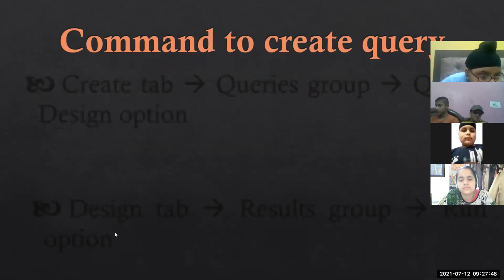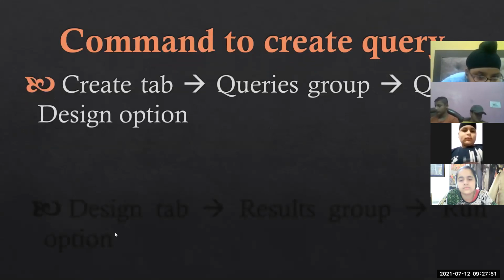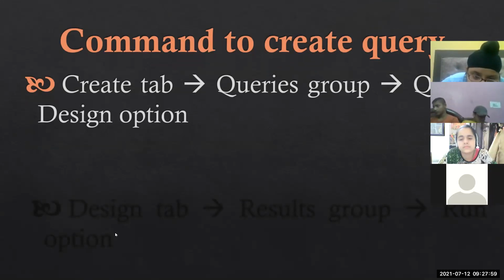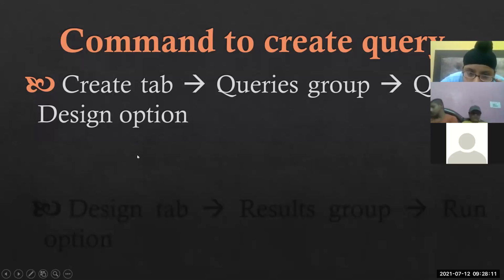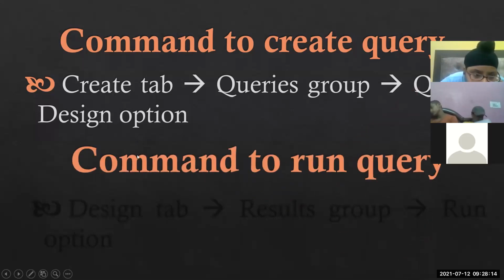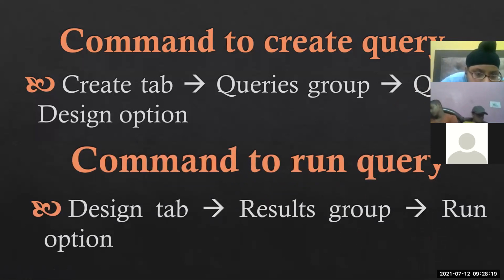What is the command? In which tab will we go to create a query? We will create a query by using the create tab, as we had used for creating the table also. Create tab, queries group, query design option. Or you can use create tab, queries group, query wizard option. Both the options are there. And after creating the query, when you want to run it and see the result: design tab, results group, run option.